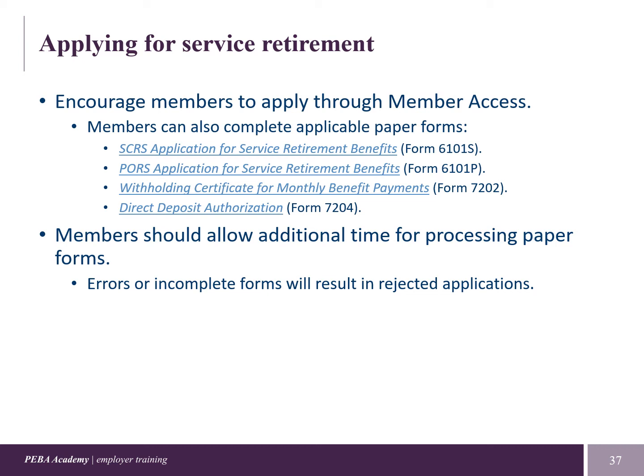These include Form 6101S, SCRS application for service retirement for SCRS members, and Form 6101P, PORS application for service retirement for PORS members. Form 7202, withholding certificate for monthly benefit payments for tax withholdings, and Form 7204, direct deposit authorization for electronic payment setup, are also required. The paper forms may take longer to process, so members should allow additional time for paper applications.